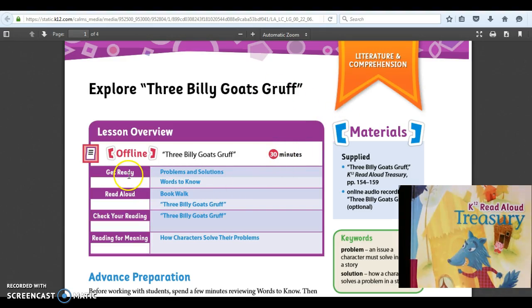Okay, our lesson today is going to have 4 parts. There's a get ready part, where we're going to look at characters and their problems and solutions. We're going to review the words to know once again. There's the read aloud part, where if you were doing this lesson on a different day than Lesson 5, you will want to go back and do another book walk and reread the Three Billy Goats Gruff play to your student again. There are going to be some questions about the Three Billy Goats Gruff to check your student's understanding of the story. And then there's also going to be more questions to see if they're reading for meaning. And we're going to be talking about how characters solve their problems and what problem was solved in the Three Billy Goats Gruff.